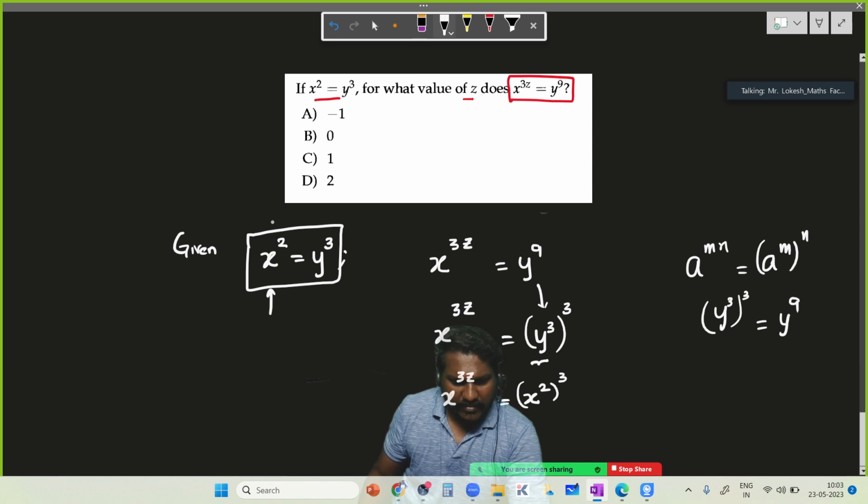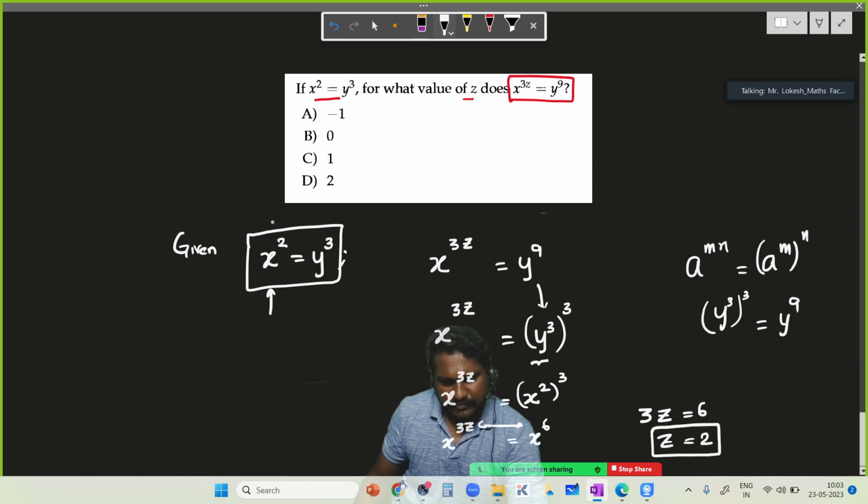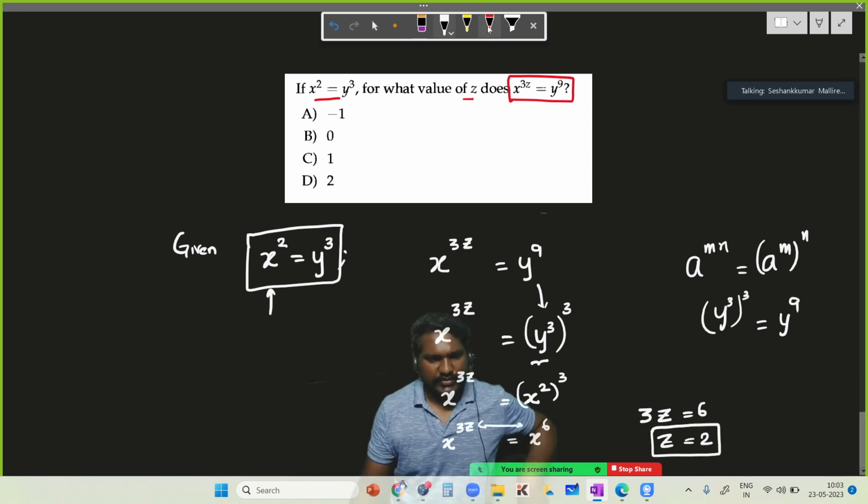Now this will become x power 3z is equal to x power 6, and when bases are equal, powers must be equal. So 3z is equal to 6. z is equal to 6 by 3, that is equal to 2. So z is equal to 2. Option D is the correct answer.